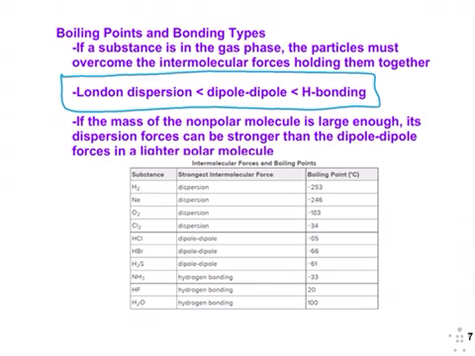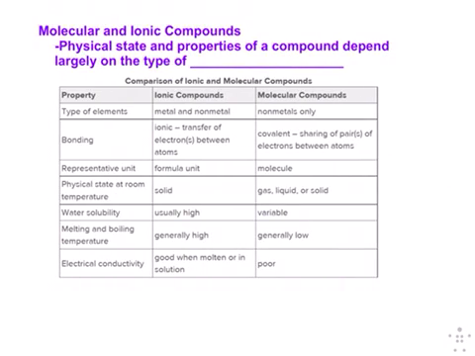Good. And then the last kind of exception to these rules is if the mass of the nonpolar molecule is large enough, its dispersion forces can be stronger than the dipole-dipole forces in a lighter polar molecule. So a little bit that size matters again. And then molecular and ionic compounds. The physical state and properties of a compound will depend largely on the type of bonding within the molecule. And so here is a comparison chart of ionic and molecular compounds.